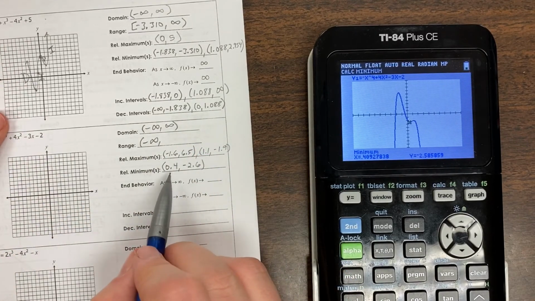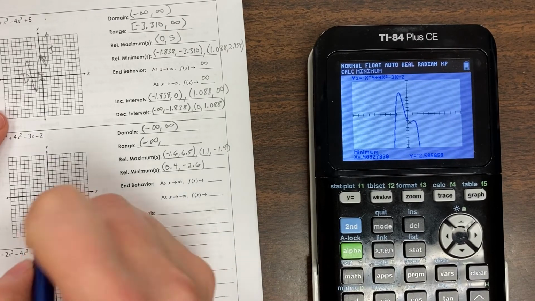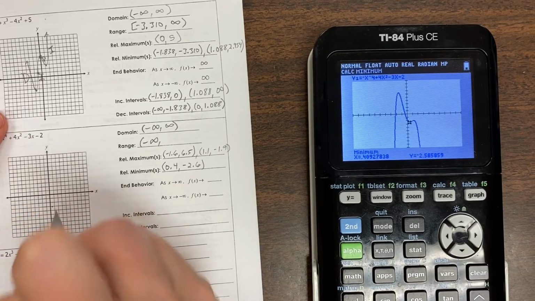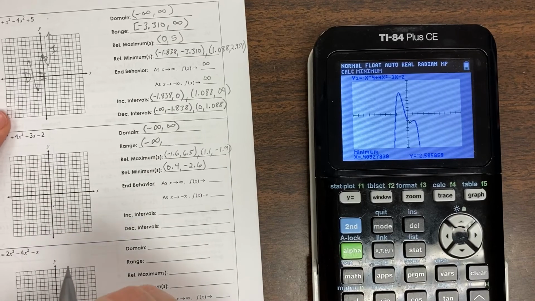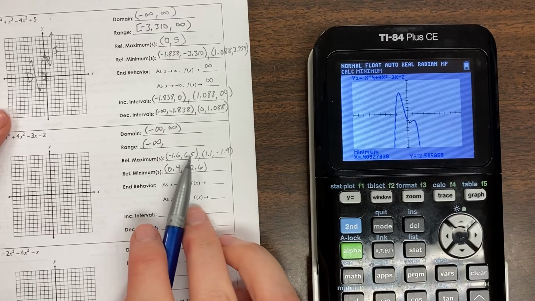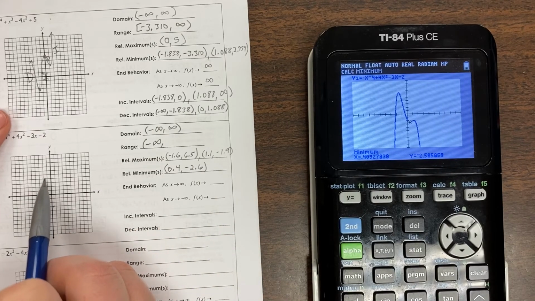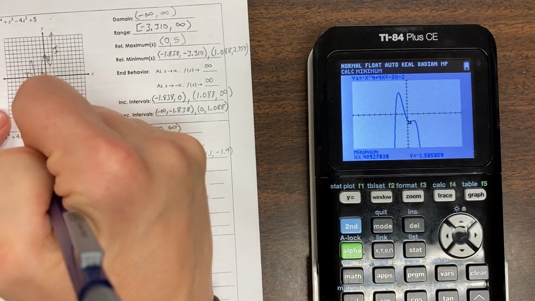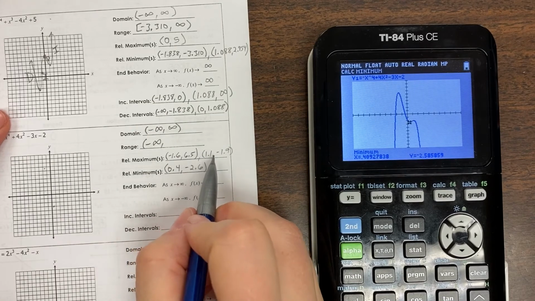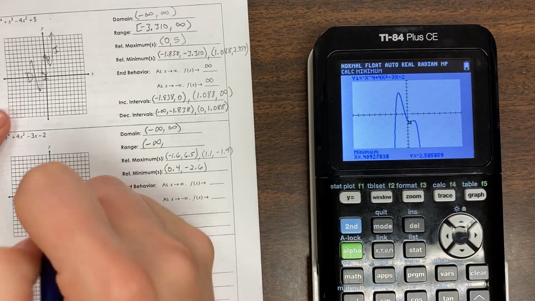So let's go ahead and plot those. 0.4 would be just almost to the halfway point. Negative 2.6 would be about, you know, roughly there. Now we've got negative 1.6 and 6.5. 1, 2, 3, 4, 5, 6.5. And then we've got 1.1 and negative 1.9, so almost a 2.